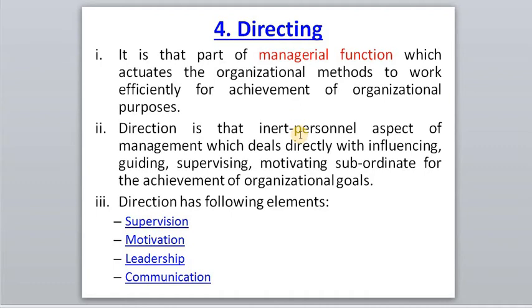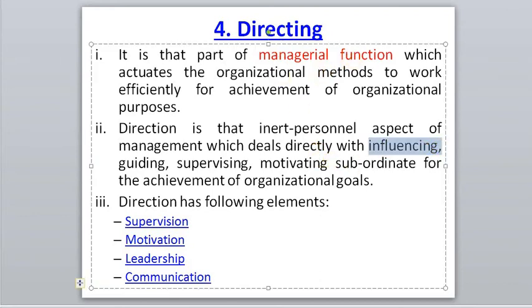Direction is that interpersonal aspect of management which deals directly with influencing. First important is influencing. We have to influence the staff, the various manpower, in a proper way. Then we have to guide, then supervise, motivating subordinates for the achievement of the organizational goals. These are very important for the managerial functions. First we have to influence, then guide, then motivate subordinates for achievement of the goal.